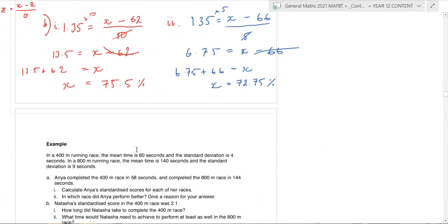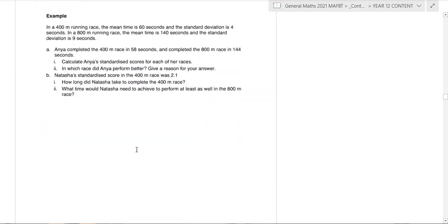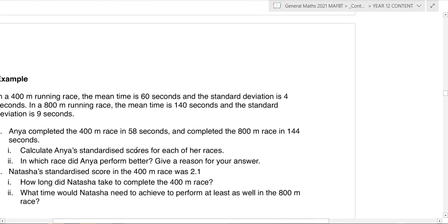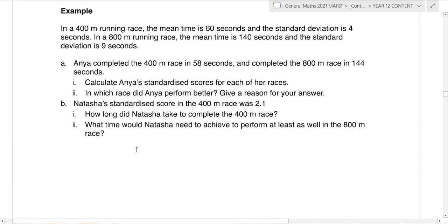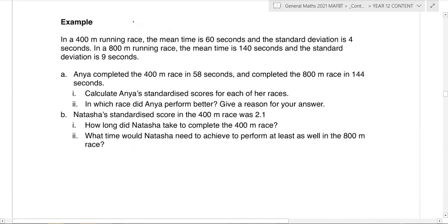Let's do a couple more examples to help you guys really understand this. So in a 400-meter running race, the mean time is 60. Standard deviation is 4. So let me put those in. So mean time 60, the standard deviation is 4 seconds. In an 800-meter running race, the mean time is 140. So this is the mean. And the standard deviation is 9 seconds.